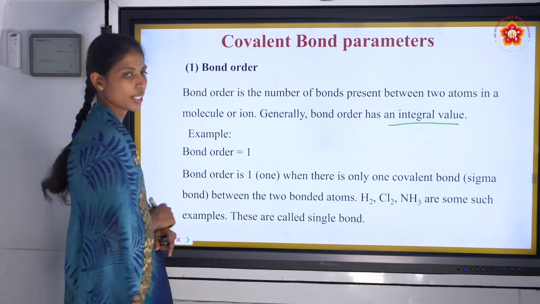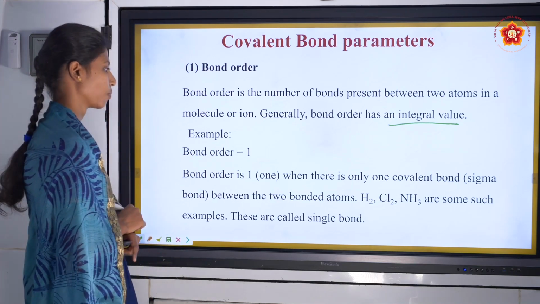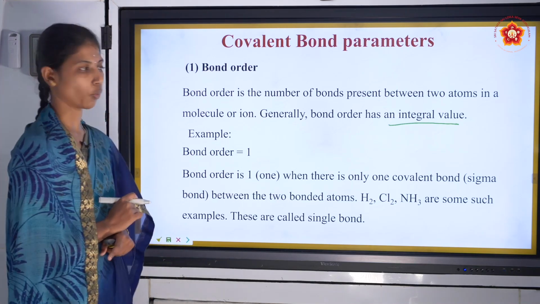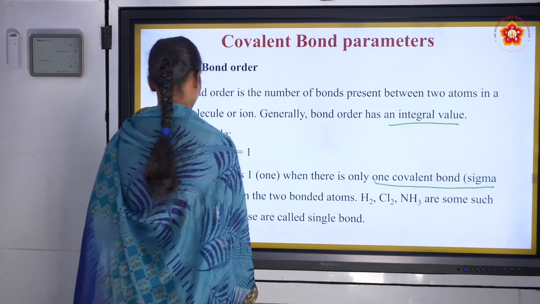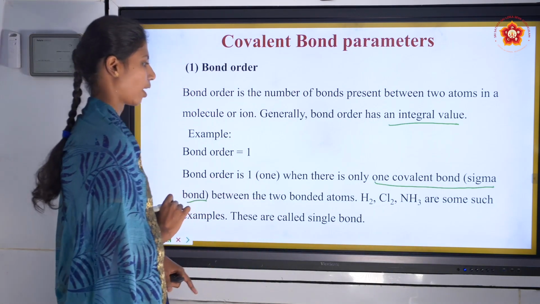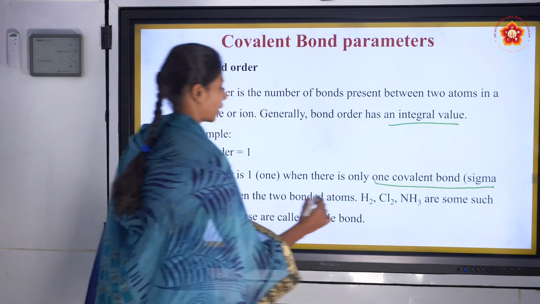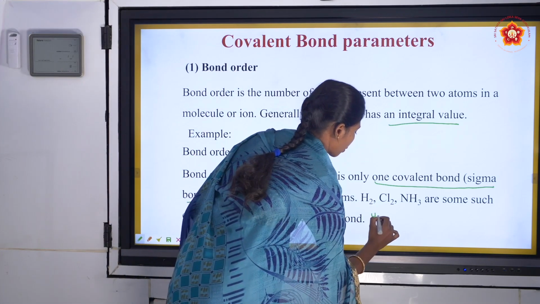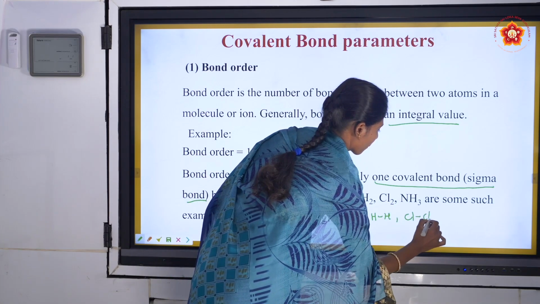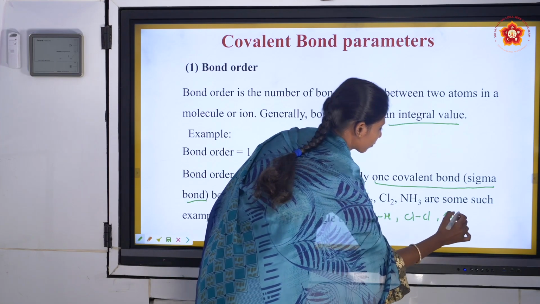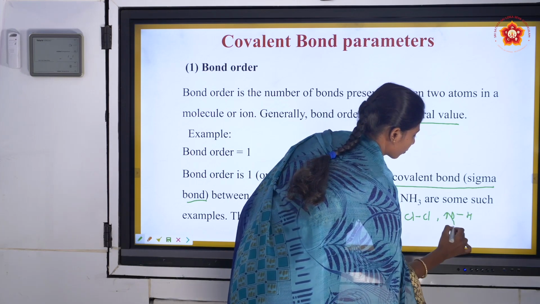Example, bond order is 1. The bond order is 1 when there is only one covalent bond, that is a sigma bond. One covalent bond is a sigma bond between the two bonded atoms. Examples: H2, Cl2, NH3. Write the structure of HCl and ammonia NH3.